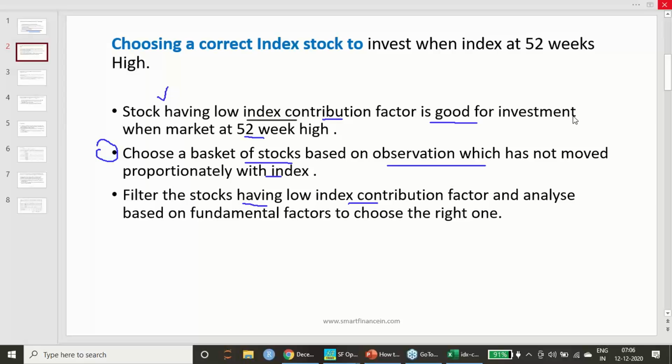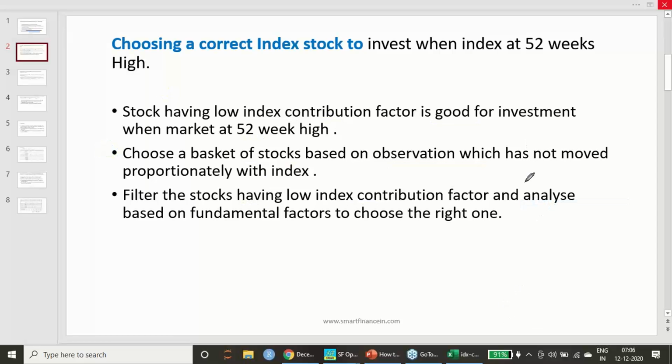Just do a new search, a web search, to find out whether there is anything wrong in the stock which is going to affect the pricing. So once these 3 observations are over, then you can easily invest in these stocks.